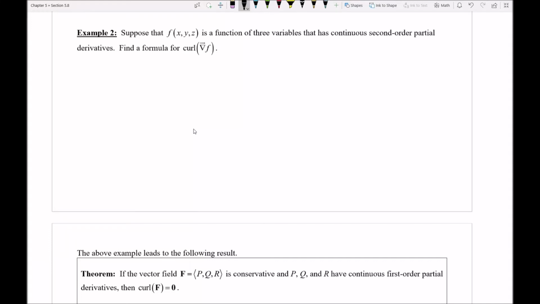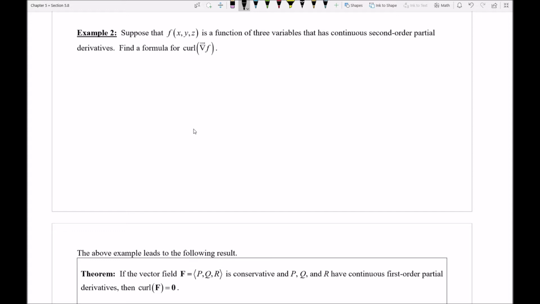Now let's take a look at example number 2. Suppose that f of x, y, z is a function of 3 variables, and let's pretend that it has continuous second-order partial derivatives. Okay, so if that's the case, can I go ahead and attempt to find a formula for the curl of the gradient of f?